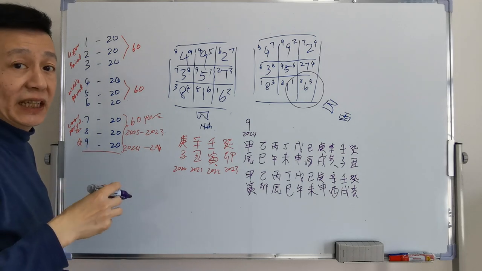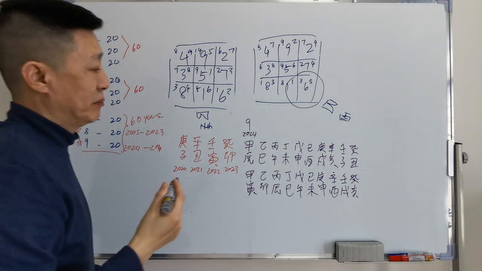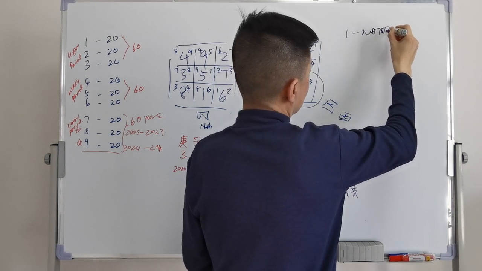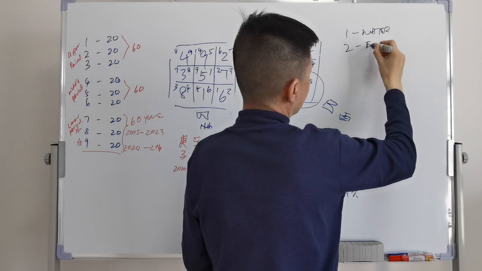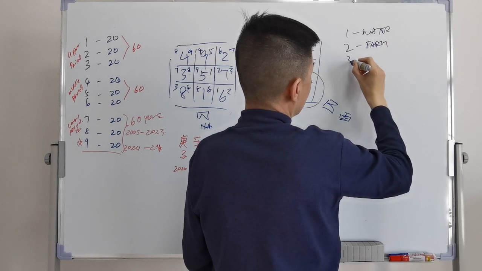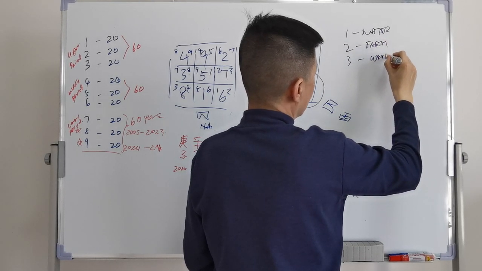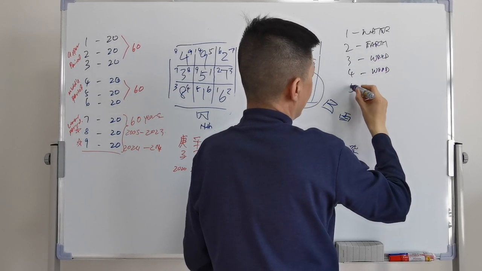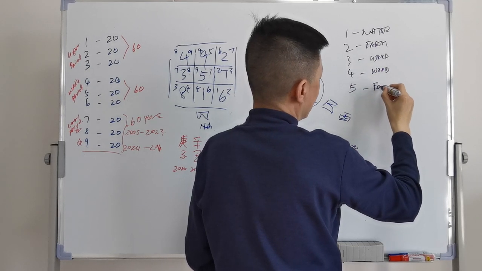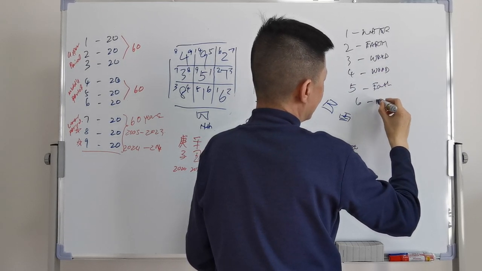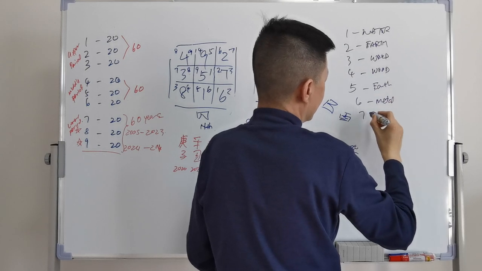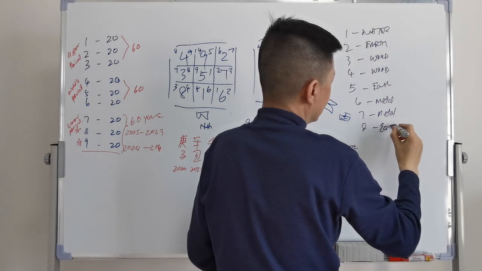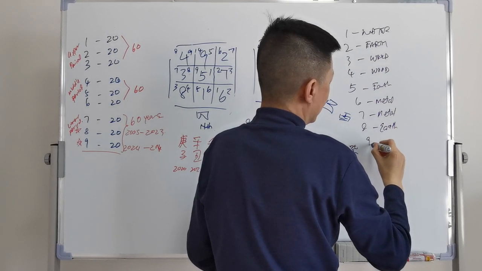All these numbers have an element by themselves. For example, number one represents water, number two represents earth, three represents wood, four represents wood, five represents earth, six represents metal, seven represents metal, eight represents earth, nine represents fire.